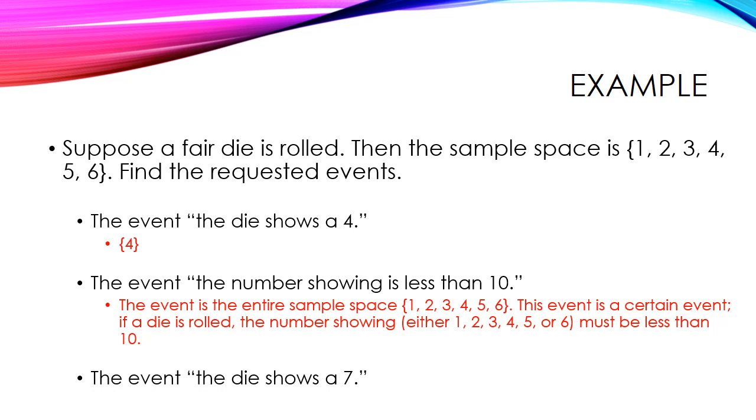Finally, show the event the die shows a 7. Okay, this is going to be the empty set. The normal die that we've described does not have a 7 on it. It is an impossible event.